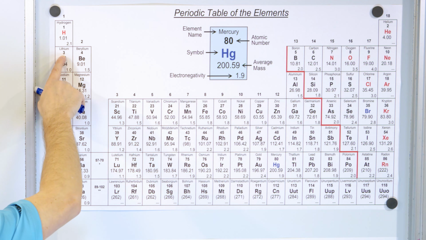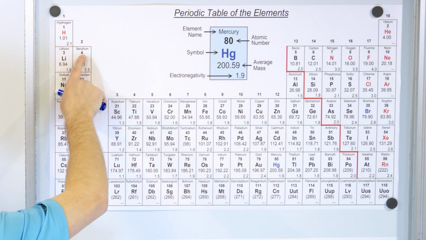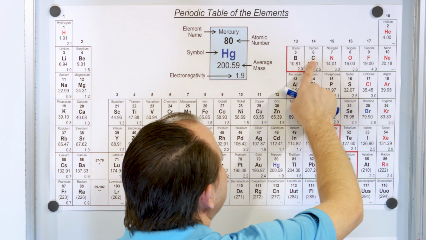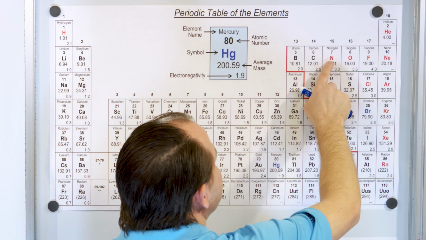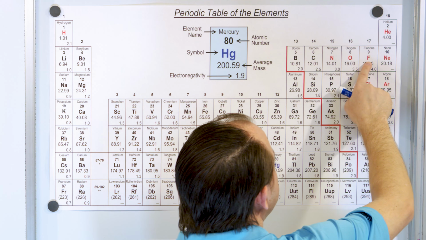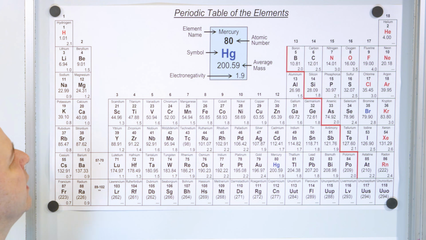Here's 3 protons, we call it lithium. Here's 4 protons, we call it beryllium. Here's 5 protons, we call it boron. Here's 6 protons, we call it carbon. 7 protons, we call it nitrogen. 8 protons, we call it oxygen. 9 protons, we call it fluorine, and so on and so on.